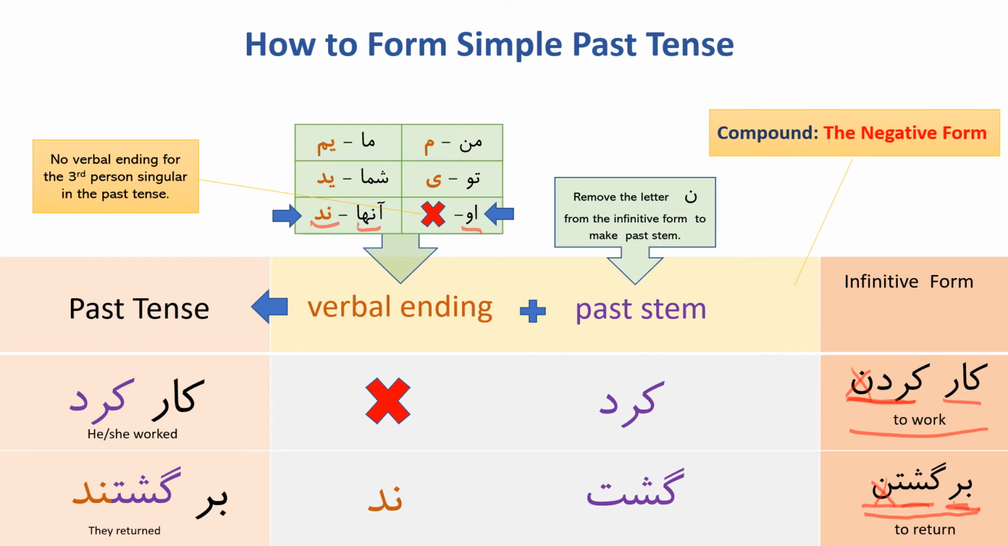And also let's take a look at the negative of the compound verbs in the past tense. So it's the same thing. We add the letter nun with the implied short vowel a, so na, to the past tense. So here کرد, when we add na to it, it's going to become نکرد. So the verb کار کرد here is going to become کار نکرد. So the negative is between the non-verbal element and before the verbal element. And for گشت, we add a na to it, so نگشت. And then with the verbal ending, so برگشتند, it's going to become نگشتند.